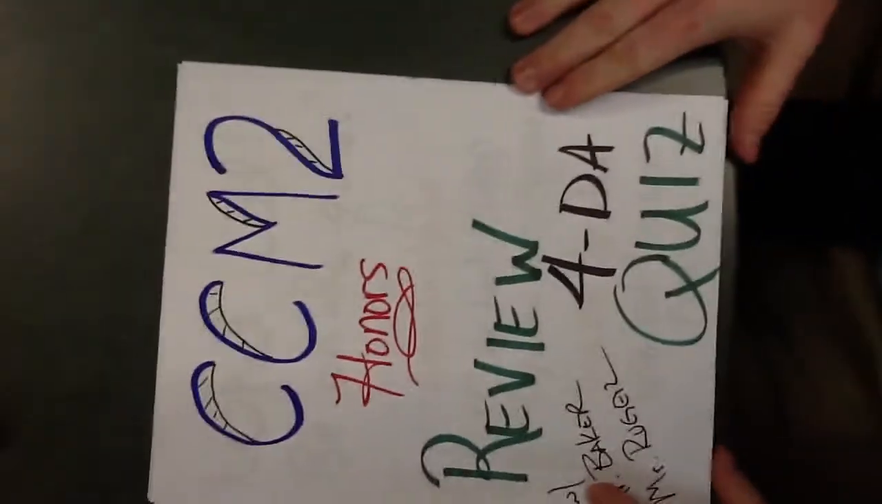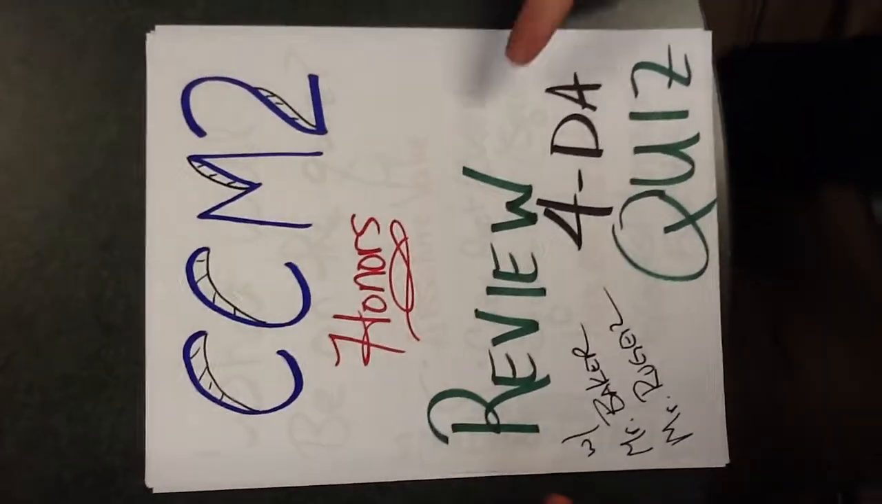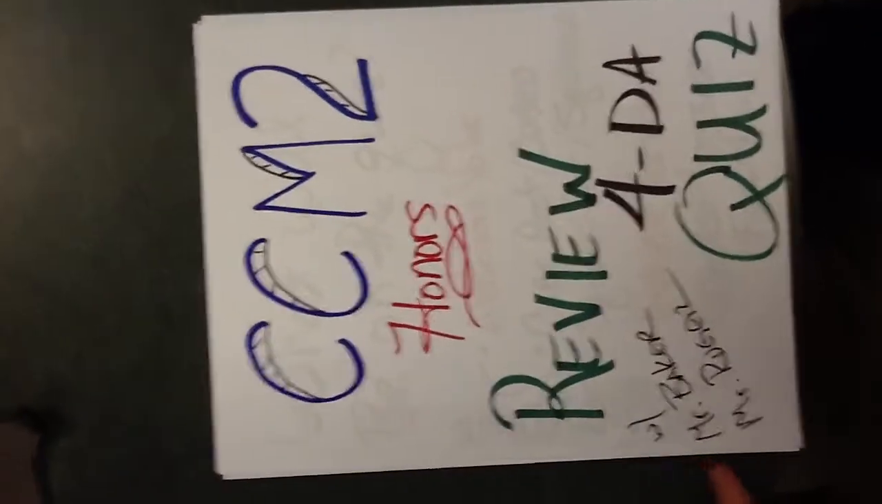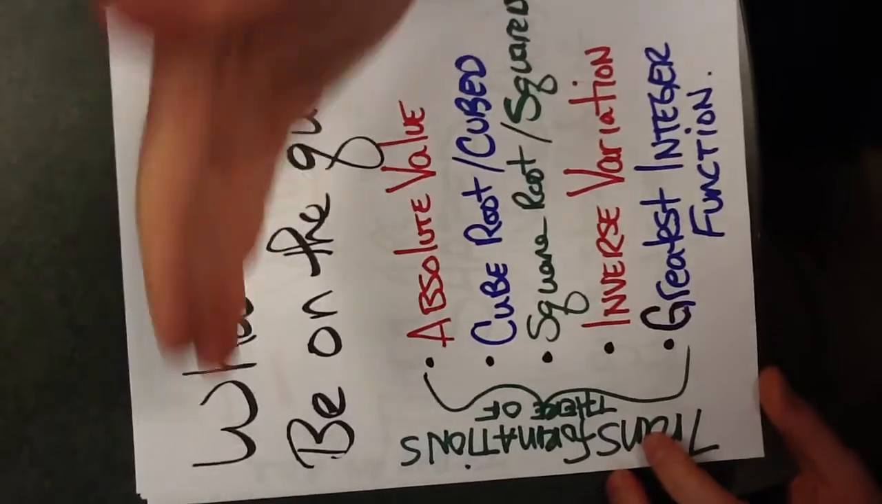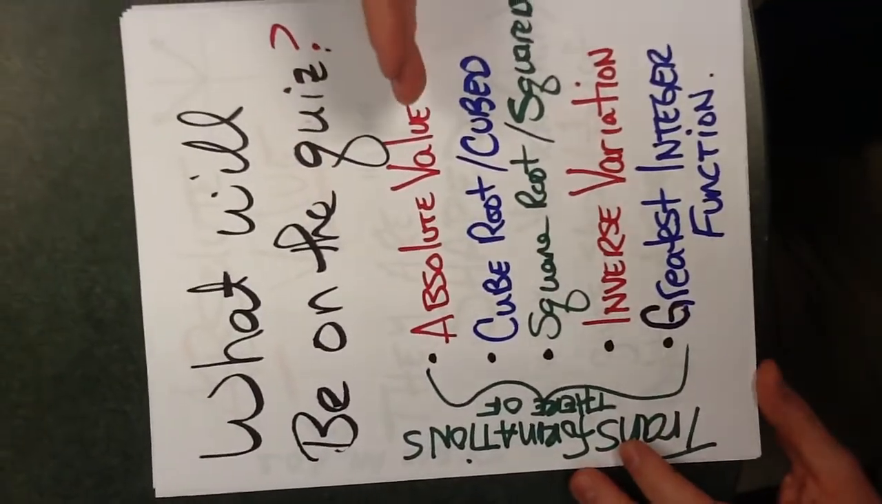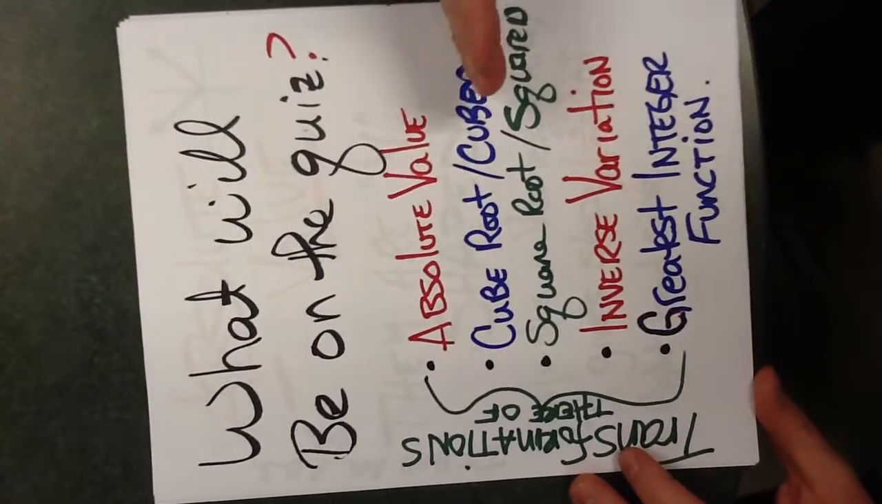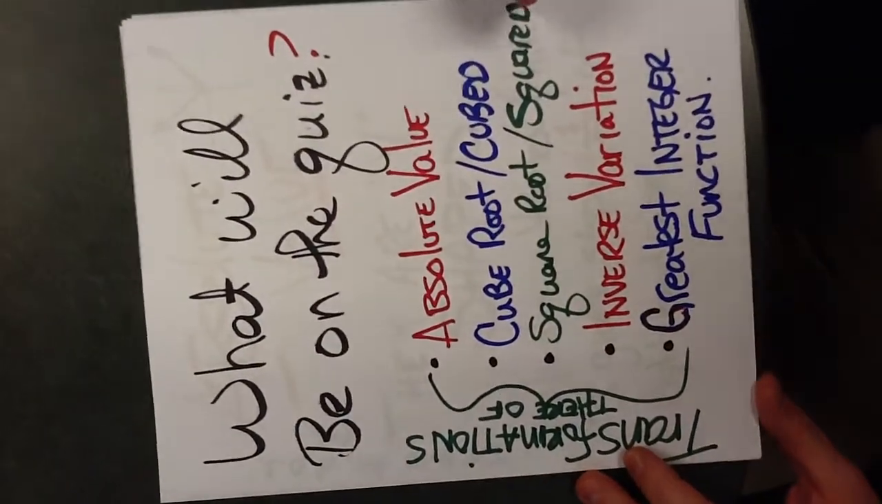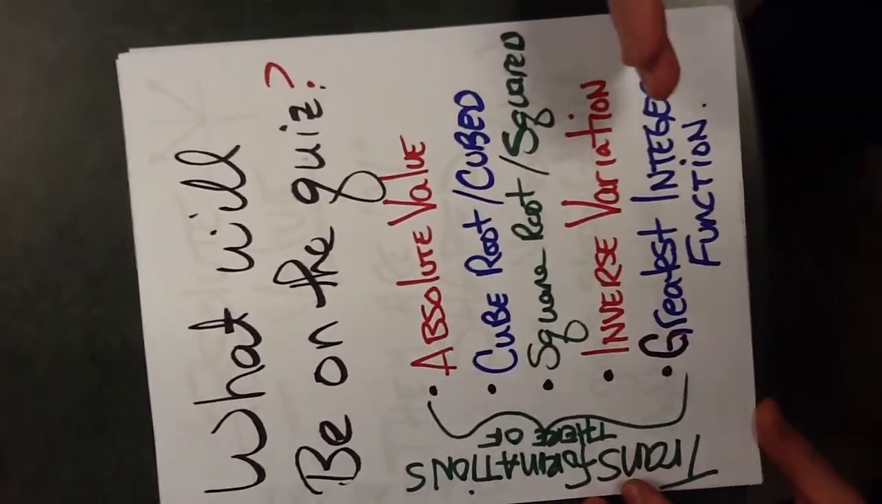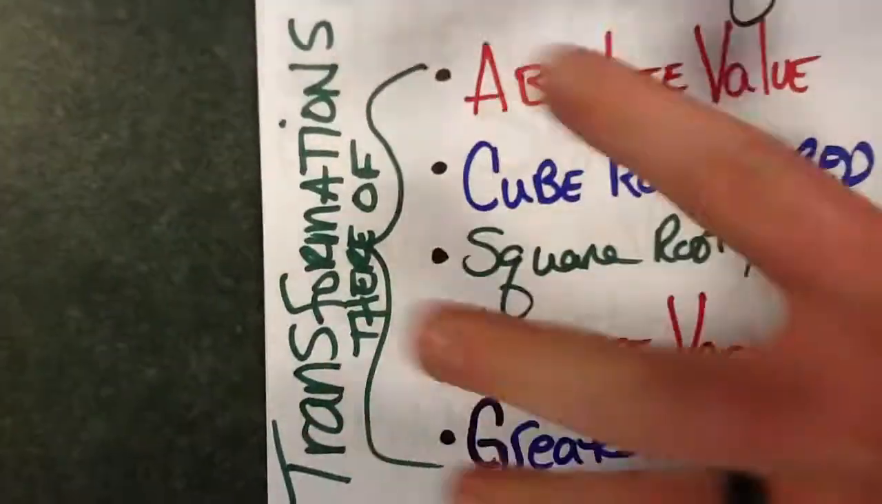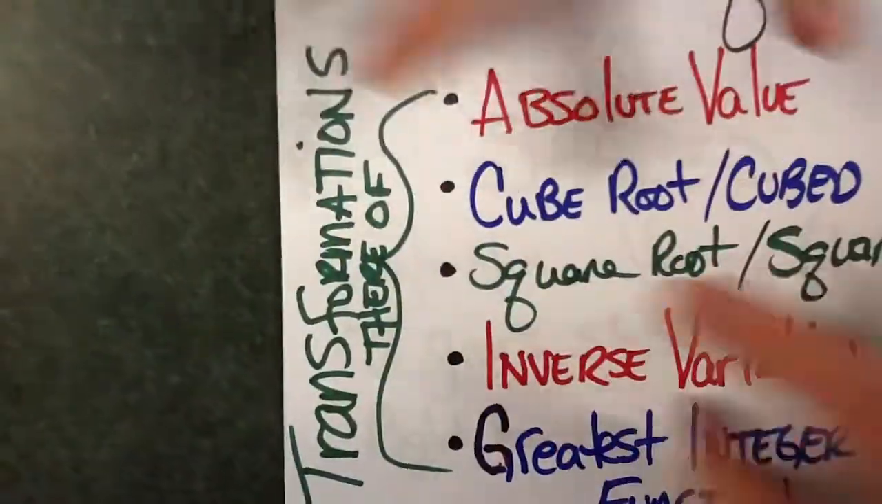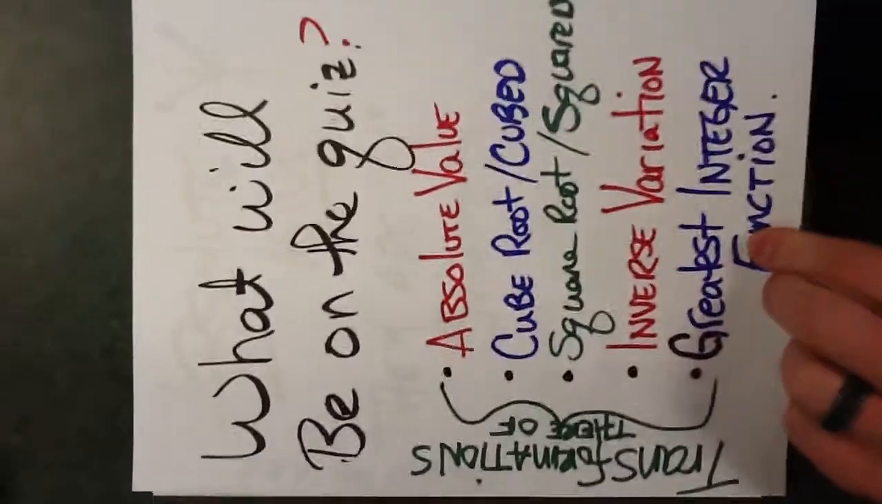Very good. Okay, CCM2 honors. Review for the quiz, Mr. Baker, Mr. Ruger. First slide. What will be on the quiz? Absolute value, cube root and cubed, square root and squared, inverse variation, greatest integer function, and the transformations thereof. This is important. We're moving things along. Left, right, up, down, stretch, shrink, and reflection. Very important. Don't learn, going to fail.